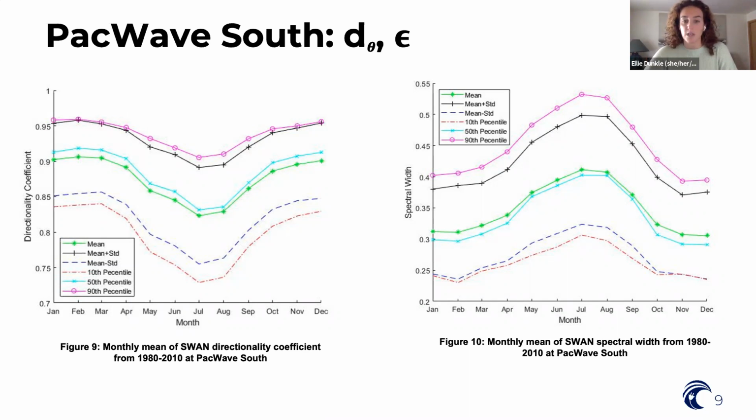In figure 10, we see low spectral width values in the winter months, and that's due to the swell or storm dominated energy spectrum, which narrows the peak of the energy spectrum. This value increases and goes toward a value of 1 in the summer as the wave field becomes more varied, and that's again thanks to the high frequency wind dominated wave field.